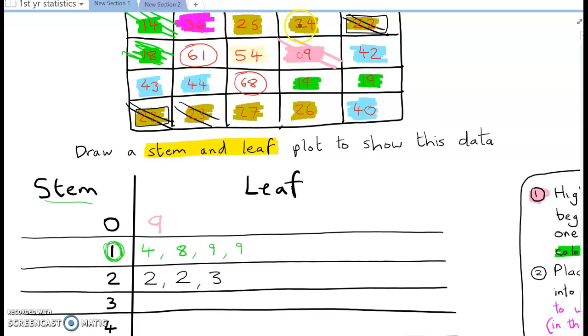Then what's next? We've got a 24. So I'll put in a 4. Cross him off. Then I've got a 25. Put in 5. Cross him off. Then I've got a 26. Put in 6. Cross it off. And finally I've got a 27. Cross him off. So there are all the 20s done.